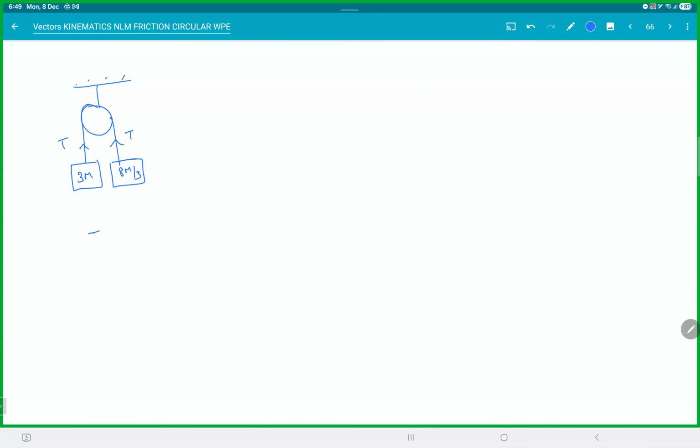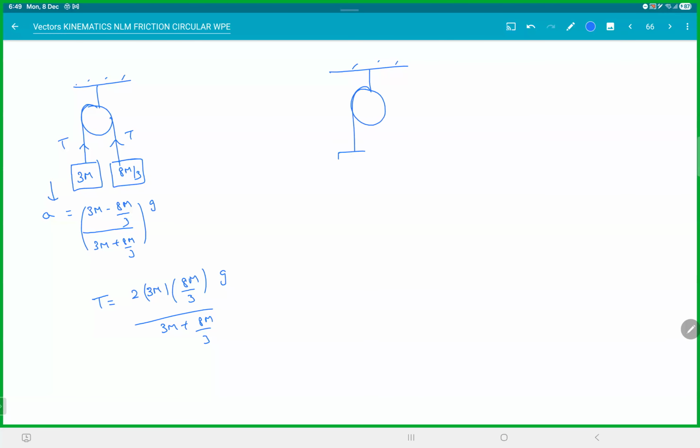This is tension. I can find the tension here. I can actually get the acceleration of 3m directly, which will be (3m minus 8m by 3) by (3m plus 8m by 3) into g. But if they ask you for the acceleration of m or 2m, then there's a little more work involved. The tension will be 2 into 3m into 8m by 3 by (3m plus 8m by 3) into g. This is the tension. Now go back to the previous shape, the normal one.